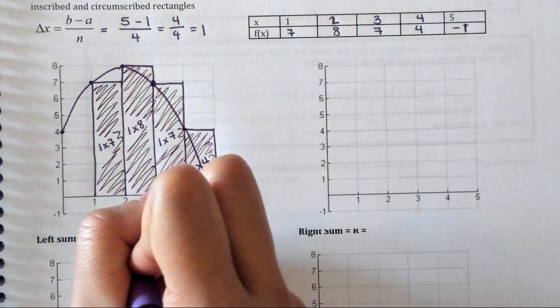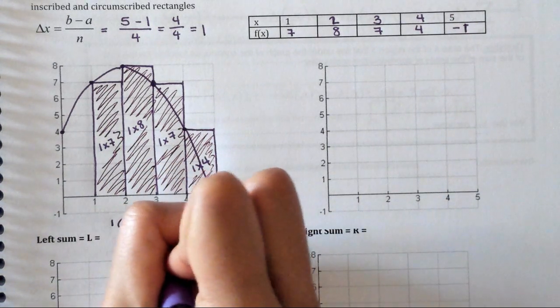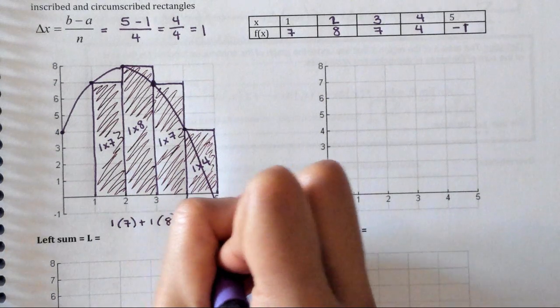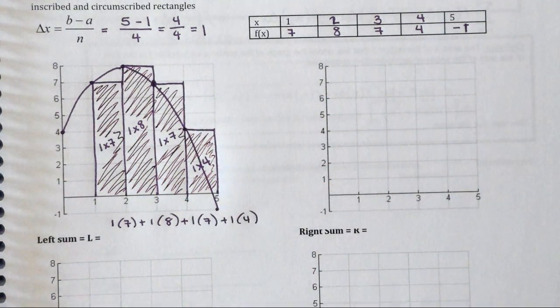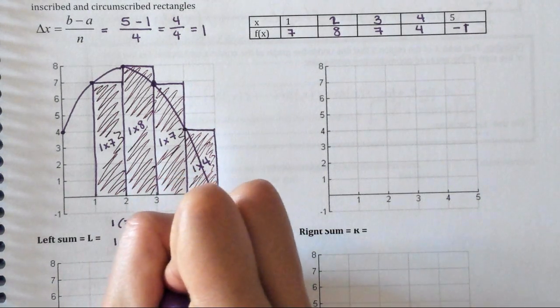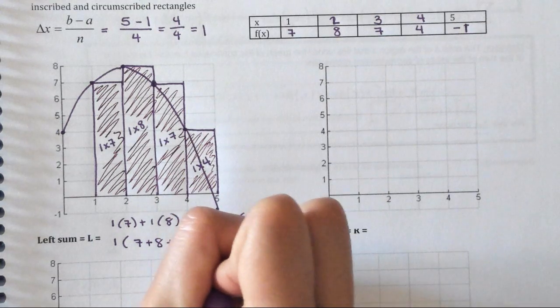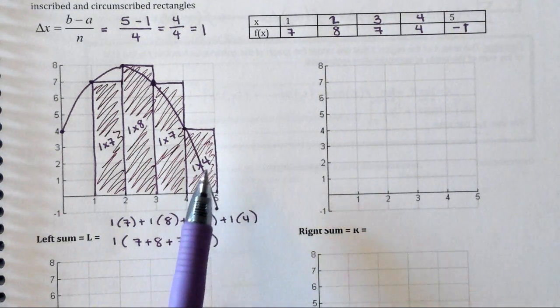So you can either write the left sum as 1 times 7 plus 1 times 8 plus 1 times 7 plus 1 times 4. Or you can write it as 1 times (7 plus 8 plus 7 plus 4), because the interval is the same. The base is the same for all of these.